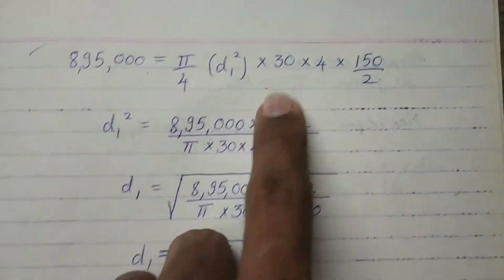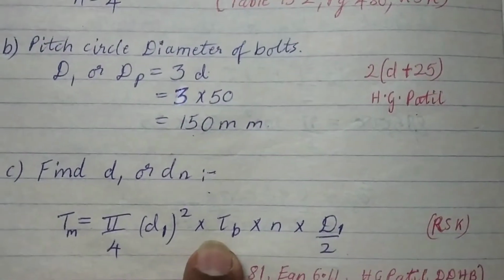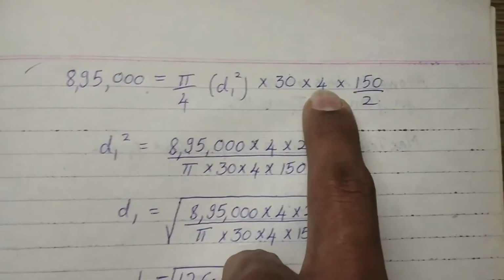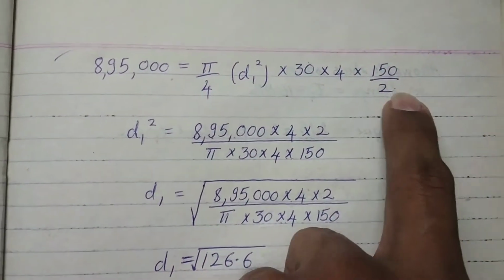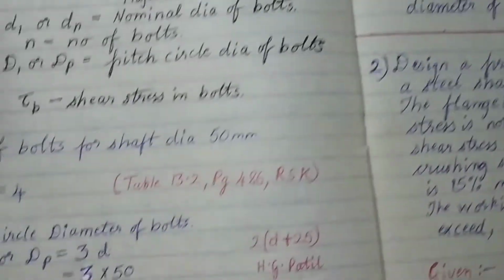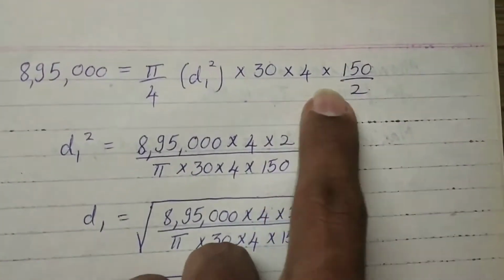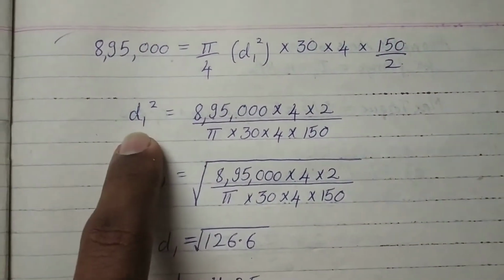The next one is 30. 30 is tau b, which is given in the question. The shear stress in the bolt should not exceed 30, so we'll keep it 30 there. And 4 is n, the number of bolts. And 150 by 2, where 150 is the pitch circle diameter which we just found out. It is 150 by 2. Finally, we need to find d1.